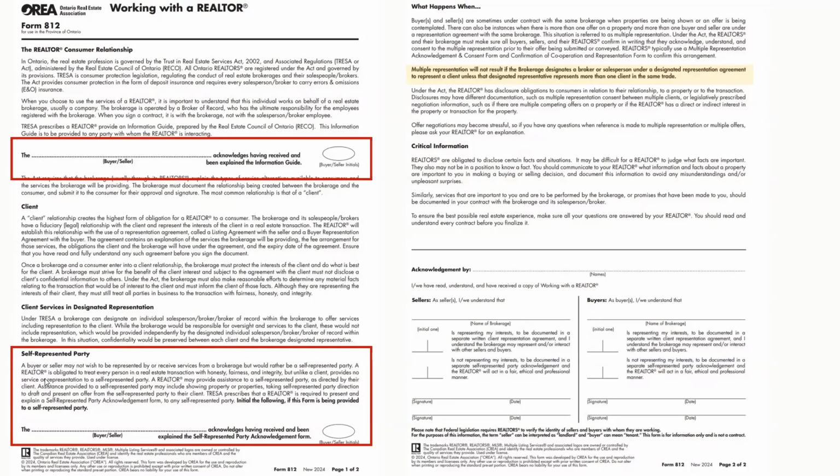And again, if they are a self-represented party, I'm not going to read the entire paragraph there, but then the buyer or seller acknowledges having received and been explained the self-represented party acknowledgement form, then they would need to initial there. Highlighted here, multiple representation will not result if the brokerage designates a broker or salesperson under the designated representation agreement to represent a client unless that designated representative represents more than one client in the same trade. So then it'll be disclosed at that point.